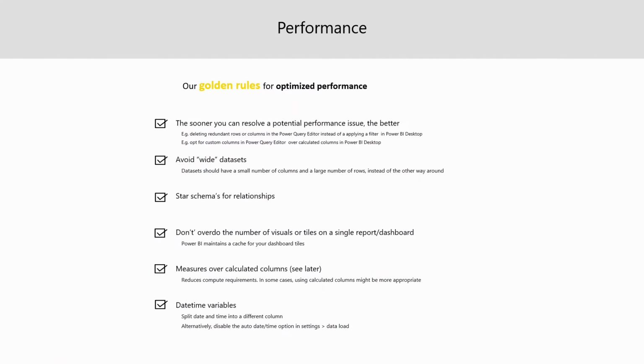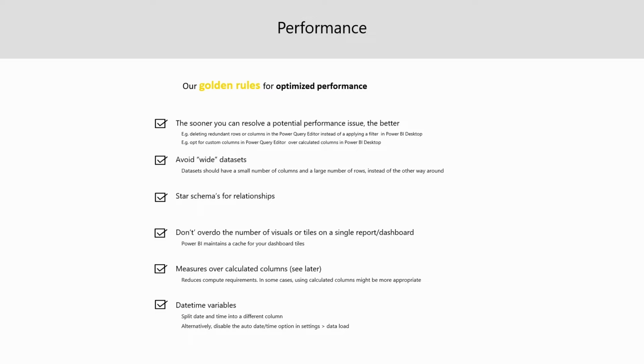Performance is really important when you're building your data model and creating reports. We have 6 golden rules for optimized performance. First one is the sooner that you can resolve a potential performance issue, the better. For example, use custom columns in Power Query Editor over calculated columns and try to fix any performance issues in Power Query Editor instead of adjusting it through filters or slicers when you're creating your visuals.